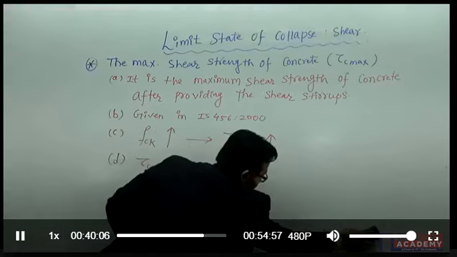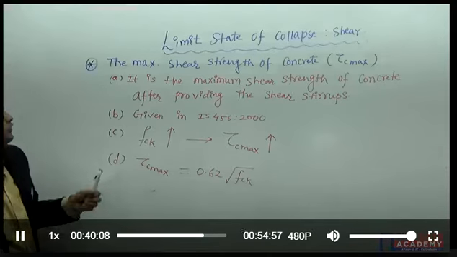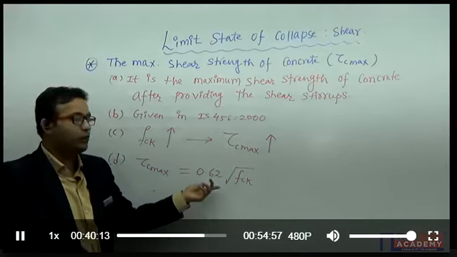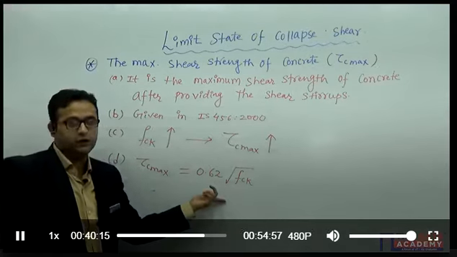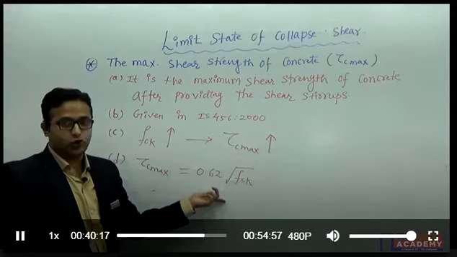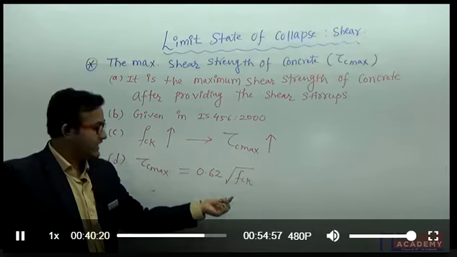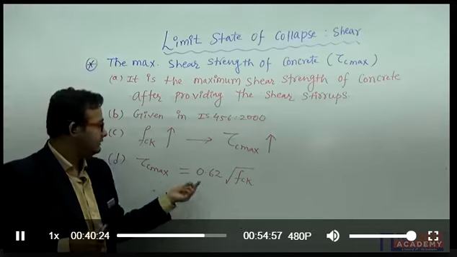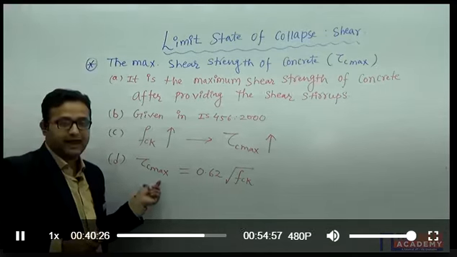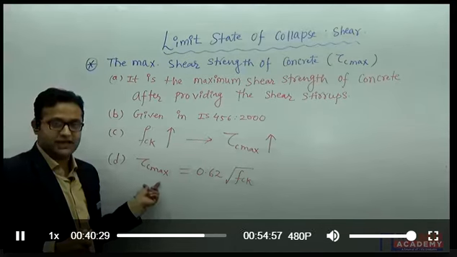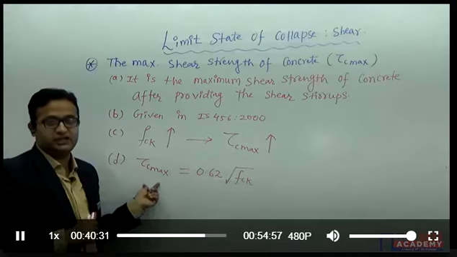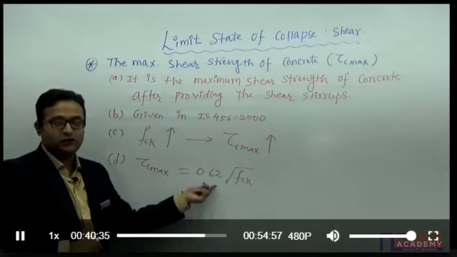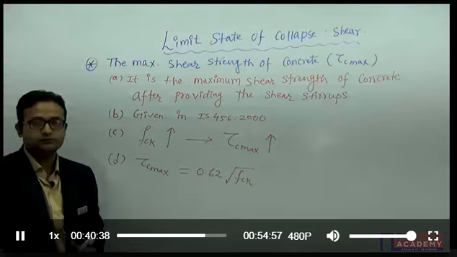Please note this down. The values of tau c max are given in the IS code. So directly we can calculate 0.62 under root fck. It will give the same value which has been given in the IS code. You can cross check. Open your IS code and see table number 19. Below that, you can find the value of tau c max, that is the maximum shear strength of concrete after providing the shear stirrups, and it is almost equal to 0.62 under root fck.